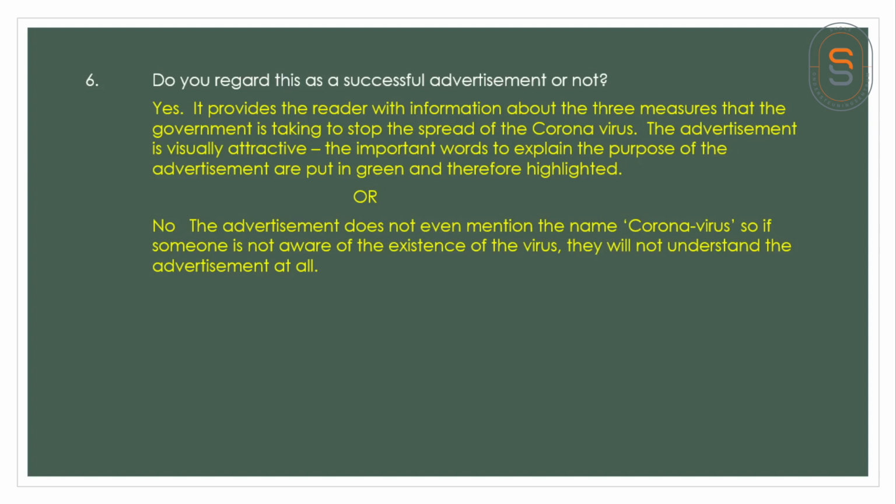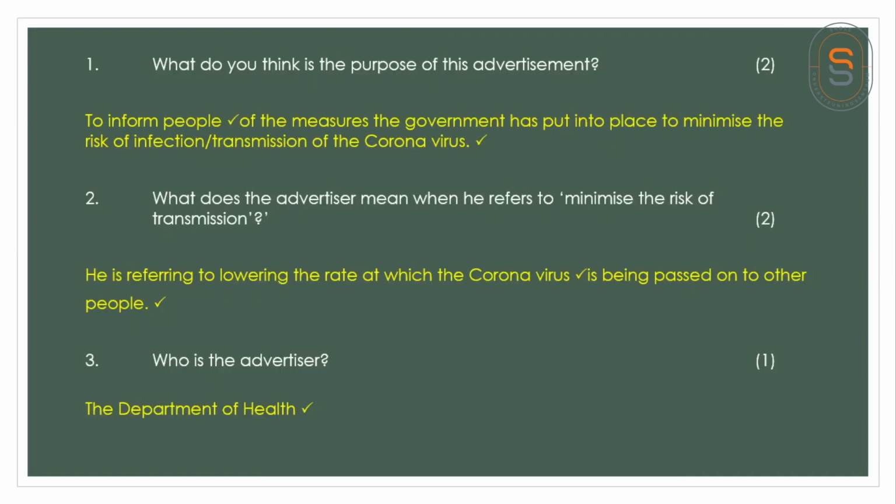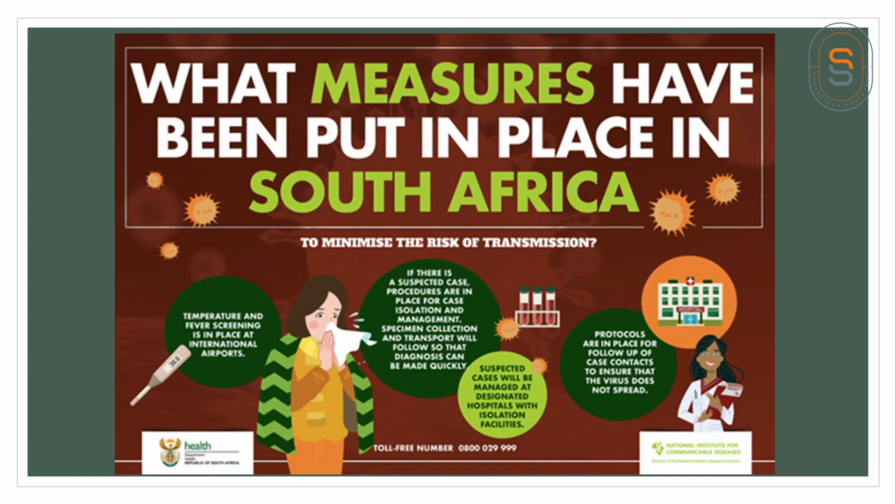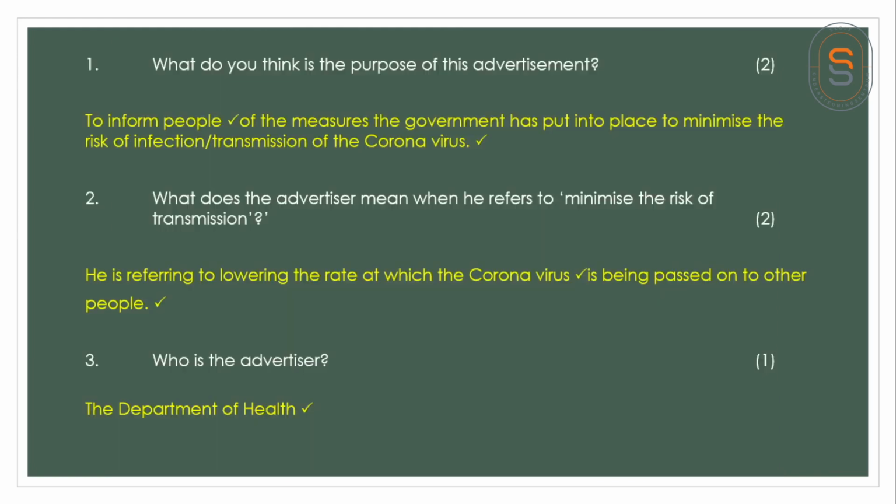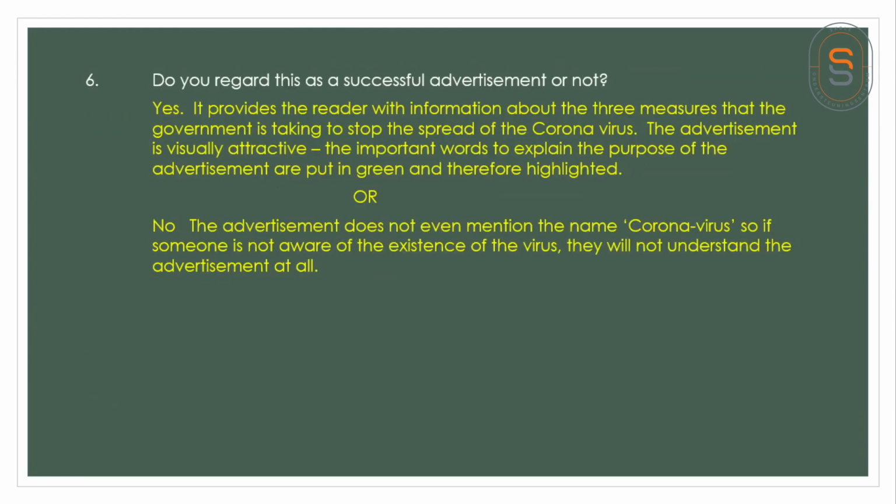If you said no, the advertisement does not even mention the name coronavirus. So if someone is not aware of the existence of the virus, they will not understand the advertisement at all. Let's go back. Right, what measures have been put in place in South Africa? It is correct. There is not one mentioning of the words coronavirus in this advertisement. So either yes or no. Remember, you do not get a mark for the word yes or no. You only get your marks for the motivation. Make sure your motivation always refer back to the text. It must be text-based at all times.